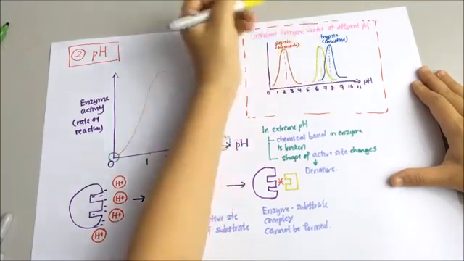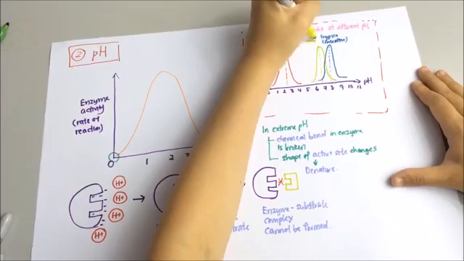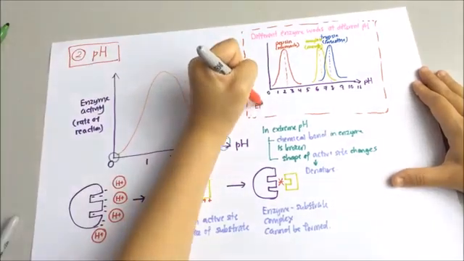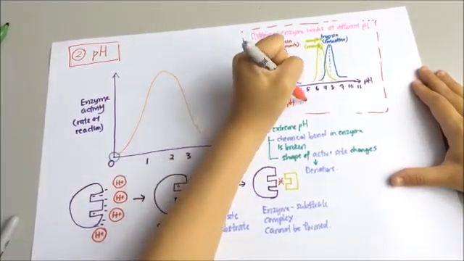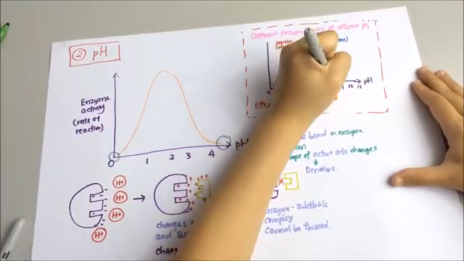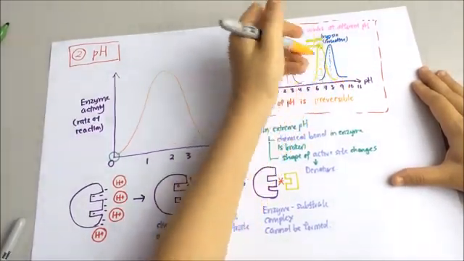Salivary amylase, which is the enzyme that breaks down the starch molecule into maltose in your mouth, functions best at a pH of 7. Important point, the effect of pH is reversible.